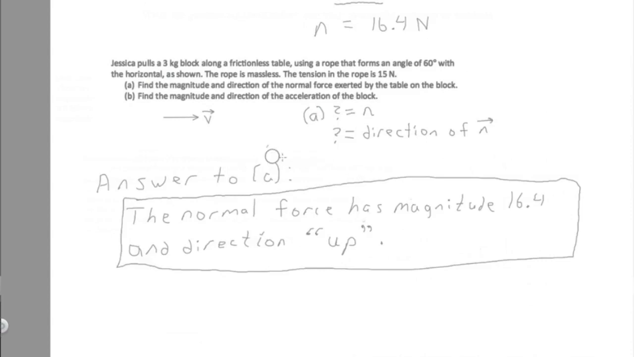Now we're ready to write our answer to part A. Remember that part A was asking for this symbol, which is the magnitude of the normal force. Well, we've determined the normal force has magnitude 16.4. And did you notice that my answer here is incorrect? What's wrong with what I wrote down? Well, if you don't include units, your answer is wrong. You must include units on your answer for the answer to be correct.